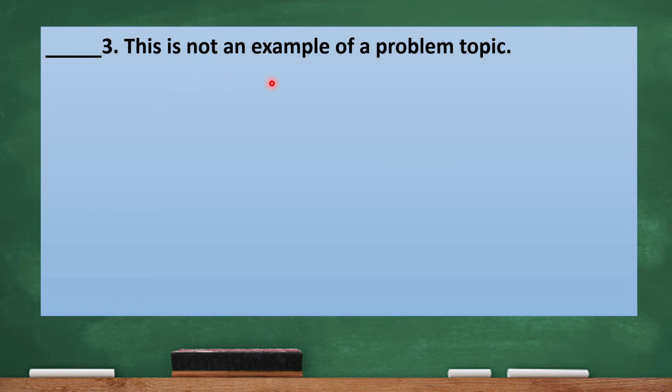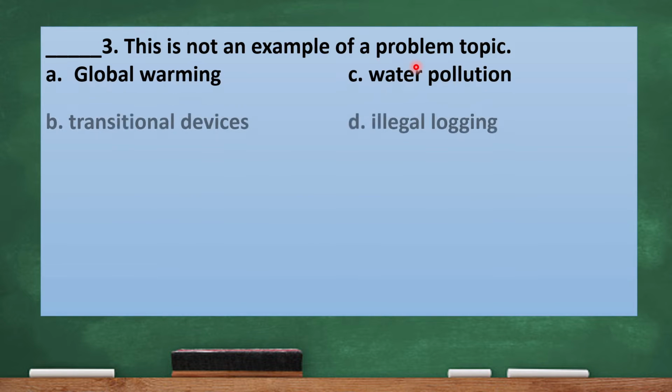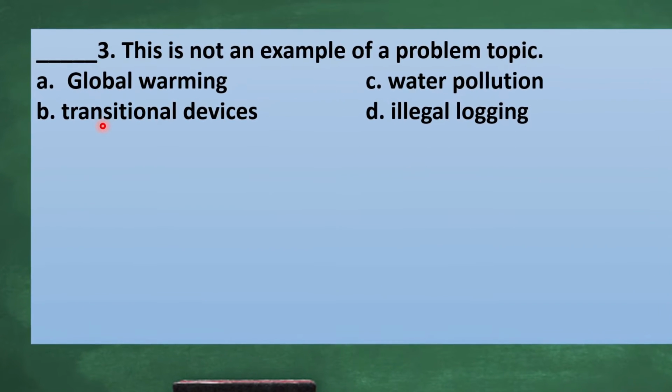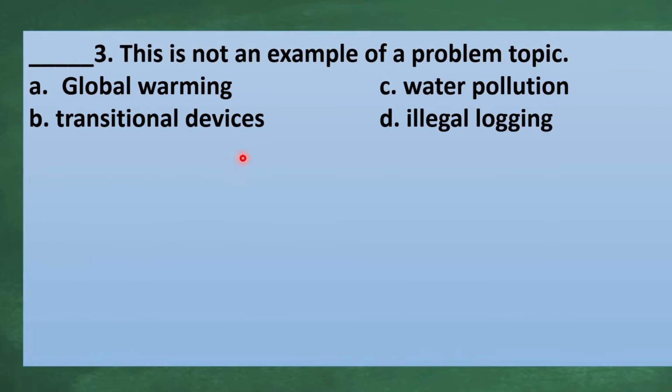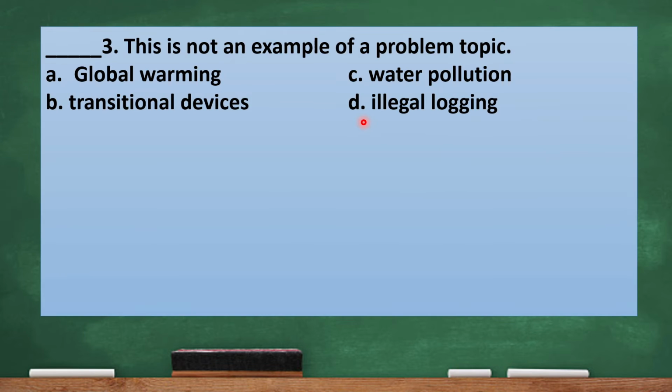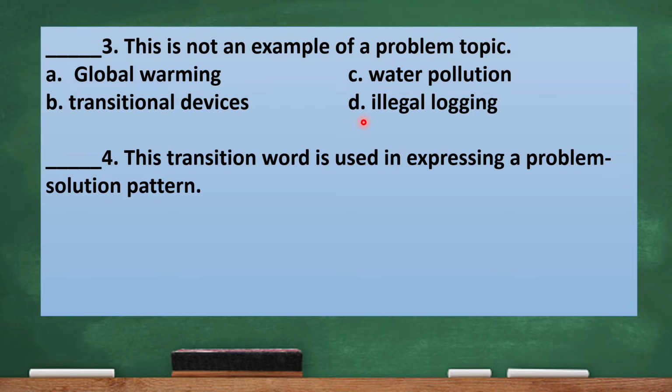Let's proceed with number 3. Which one is not an example of a problem topic? A. Global warming. B. Transitional devices. C. Water pollution. Or D. Illegal logging. Choose your answer. Let's proceed with number 4.